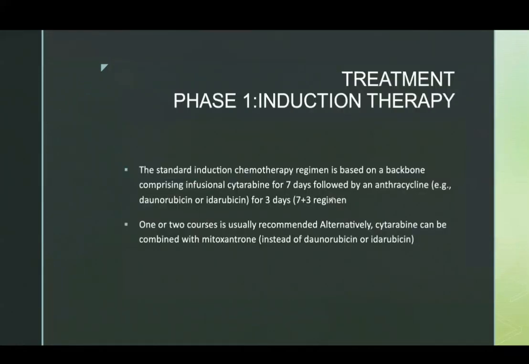So what is the treatment? Here treatment again goes in phases. Phase 1 is induction therapy. Standard induction therapy is the backbone. Typically, the latest recommended guidelines are cytarabine for 7 days followed by an anthracycline, either daunorubicin or idarubicin, for 3 days, the 7 plus 3 regimen. This is very important. Induction therapy is cytarabine with an anthracycline like daunorubicin or idarubicin.